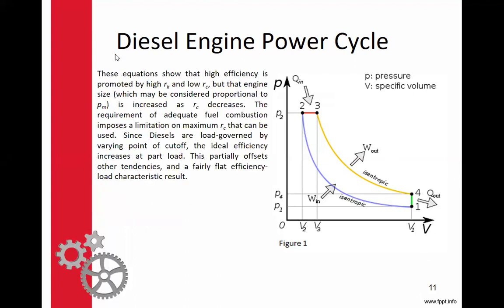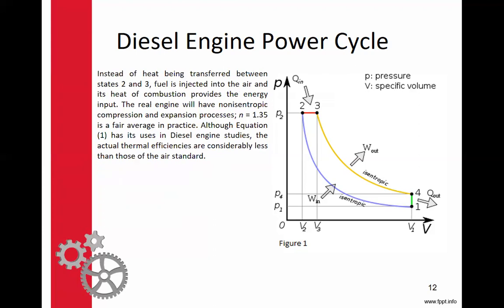So this equation shows that high efficiency is promoted by high r_k and low r_c, but engine size, which may be considered proportional to P_m, is increased as r_c decreases. So the requirement of adequate fuel combustion imposes a limitation on the maximum r_c that can be used. Since diesels are load governed by varying the point of cutoff, the ideal efficiency increases at part load. This partially offsets other tendencies, and a fairly flat efficiency-load characteristic results.